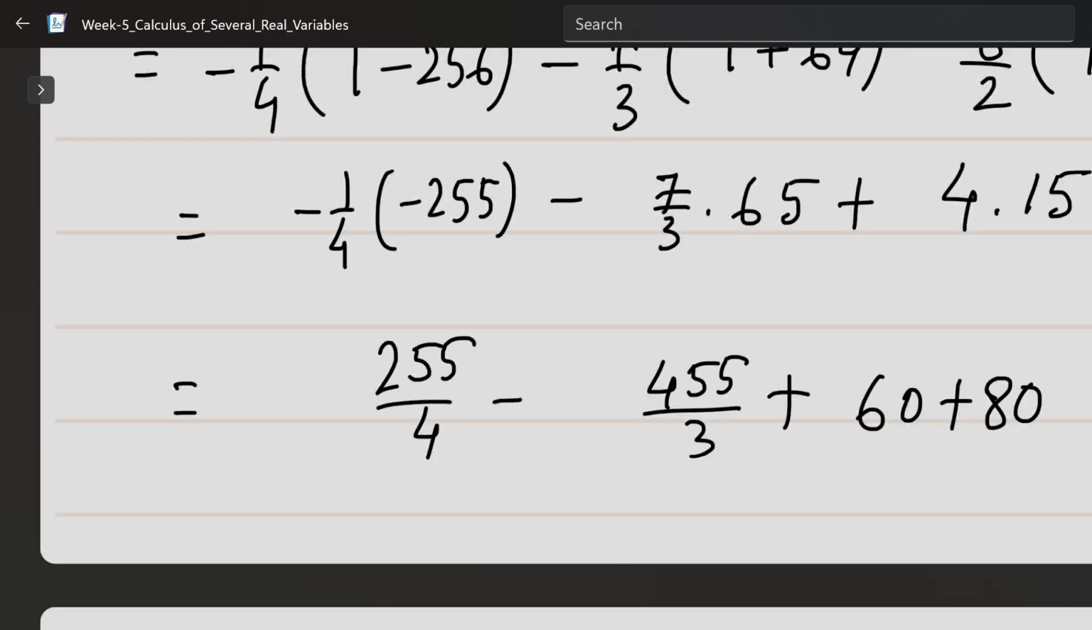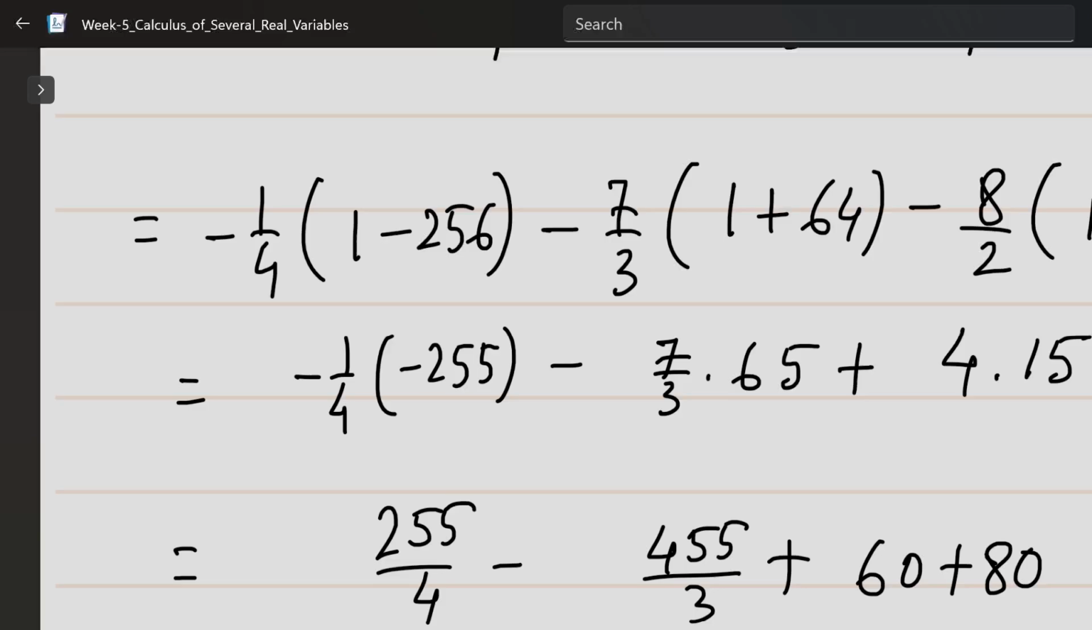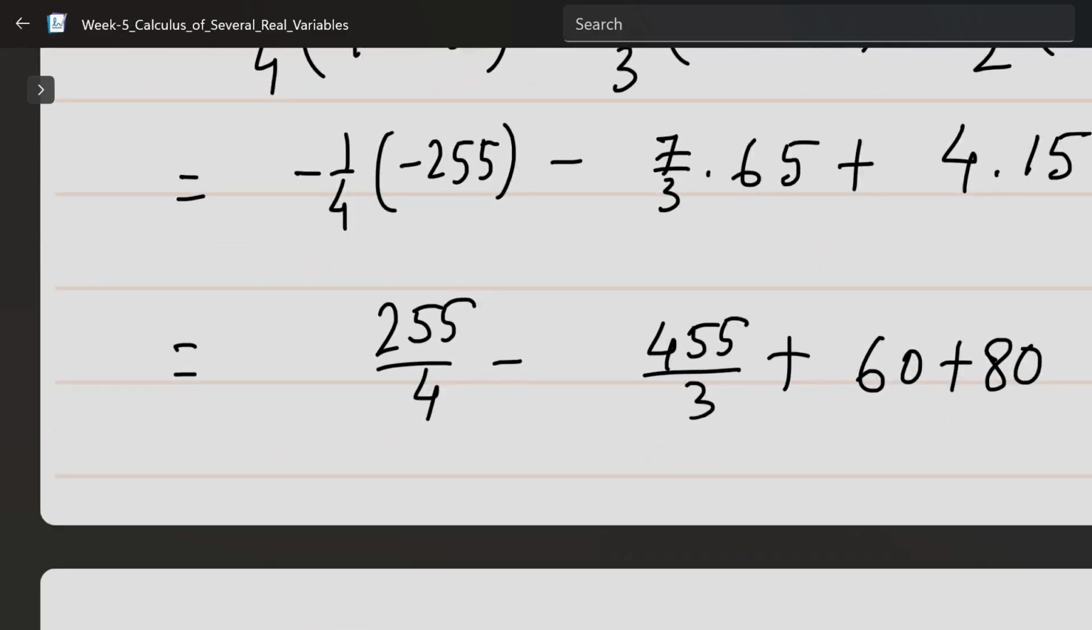Calculator is allowed or not? I don't know. In your exam, 625 by 12. This is the answer. Calculator is allowed. So the answer is quite big. It is 625 by 12.